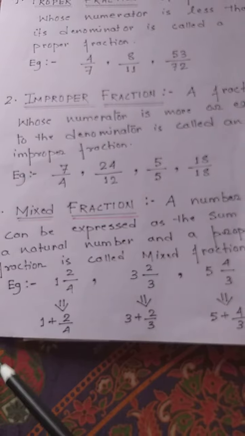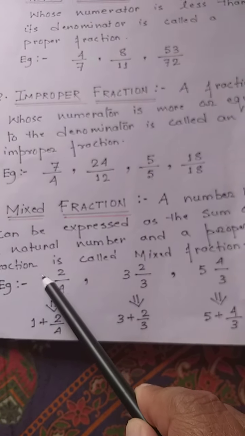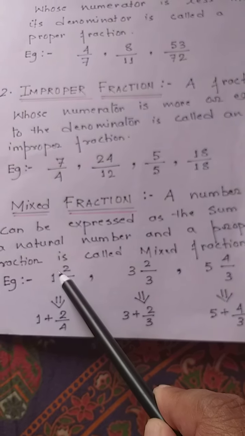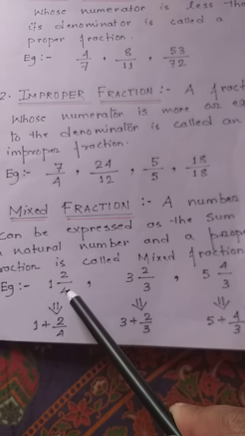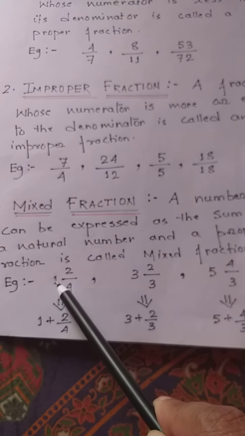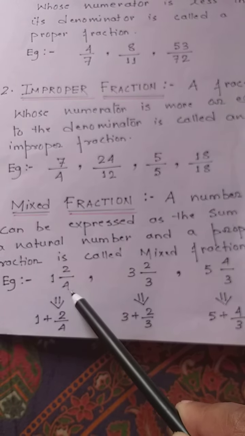Let's see. Now you see the first example, 1 2 by 4. How do we read this? 1 2 by 4. So 1 is a natural number, and 2 by 4 is a proper fraction. So it's a sum of 1, which is a natural number, and a proper fraction.